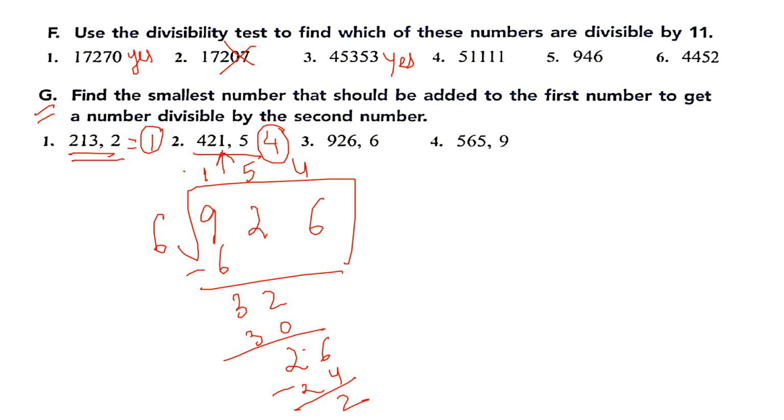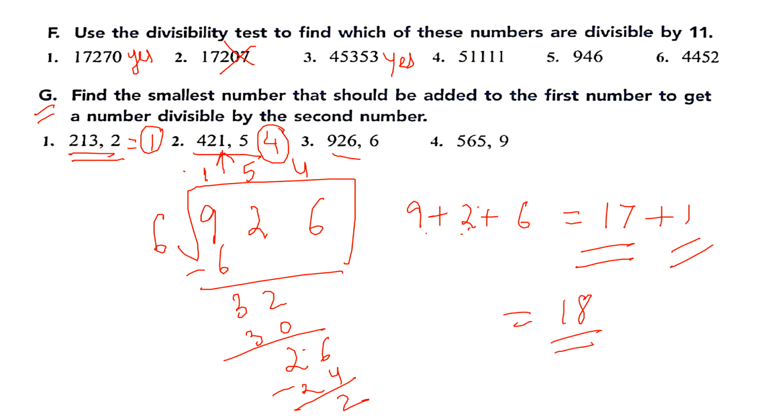Now if you remember the rule of 6, it should be divisible by 2 and 3, right? So let's first check. 2 can divide this, but for 3, 9 plus 2 plus 6: 9, 10, 11. 11 plus 6 is 17. Okay, all you have to do is just add 1 here, so you will be getting 18.